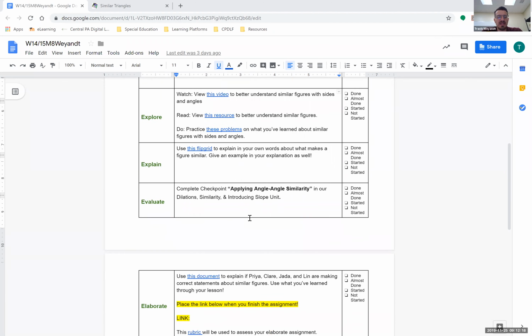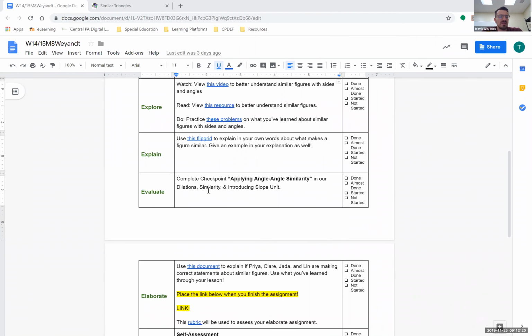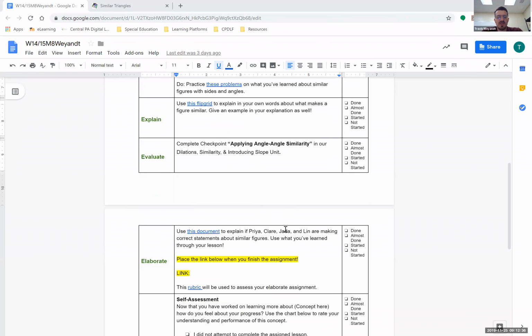The explain and evaluate sections are a little bit different. In the evaluate, I have you complete a different checkpoint, applying angle similarity. And then in explain, I have you do a Flipgrid, basically giving your own explanation of what similar means from the resources. So it's a little bit more basic thing. Now, the only thing is with the elaborate, I changed it a little bit to apply it to this lesson.